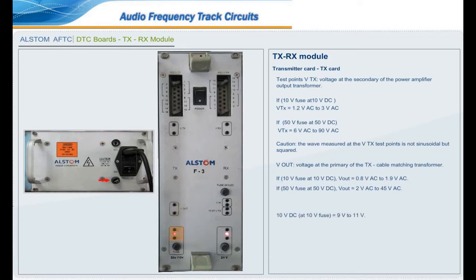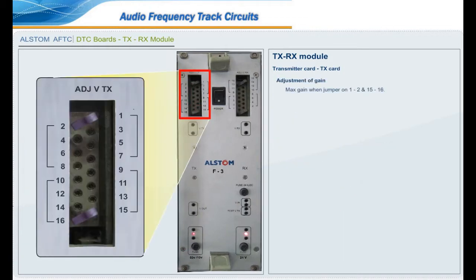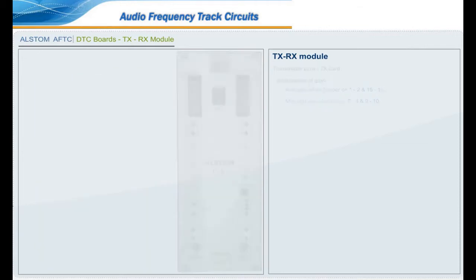10 volt DC at 10 volt fuse equal to 9 volt to 11 volt, or 50 volt DC at 50 volt fuse equal to 45 volt or 58 volt. DC fuse rating equal to 6 ampere, 250 volt slow blow glass fuse. Red LED indication is given for this supply. Adjustment of gain: maximum gain when jumper on 1 and 2, 15 and 16. Minimum gain when jumper on 7 and 8, 9 and 10.